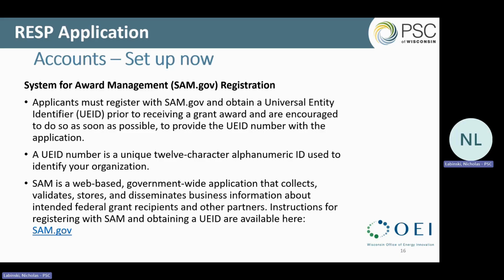A UEID number is a unique 12-character alphanumeric ID used to identify your organization. SAM is a web-based government-wide application that collects, validates, stores, and disseminates business information about intended federal grant recipients and other partners. Instructions for registering with SAM and obtaining a UEID are available at the link on this slide.